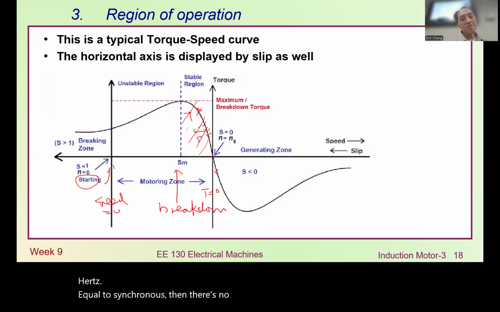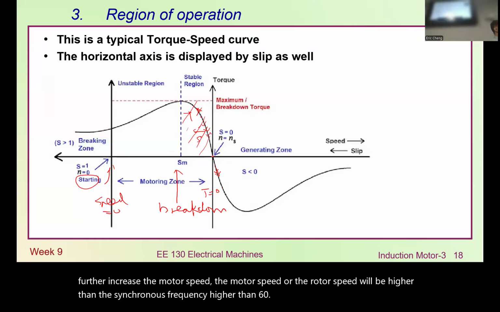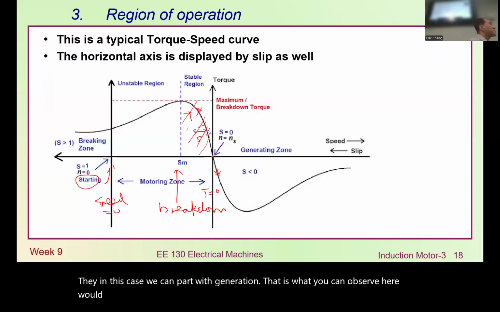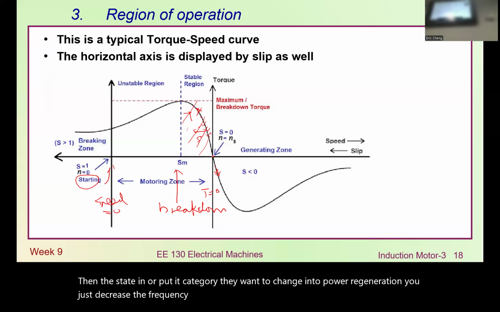And then you can see that when we further increase the rotor speed, it will be higher than the synchronous frequency, higher than 60. Then in this case, we get power generation. That is what you can observe here: if you want to go for power generation, the rotor is at a higher frequency than the stator. Or put it another way, if you want to change into power generation, you just decrease the frequency of input slightly, just less than the rotor rotation. Then you get power generation.